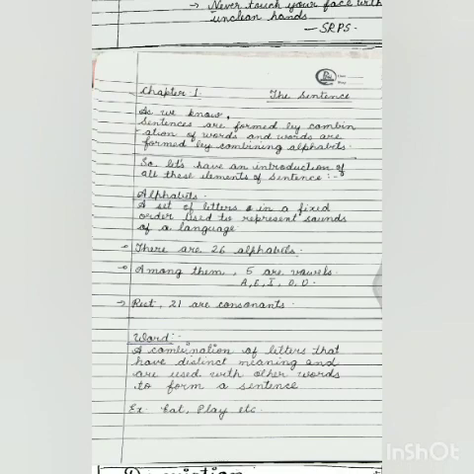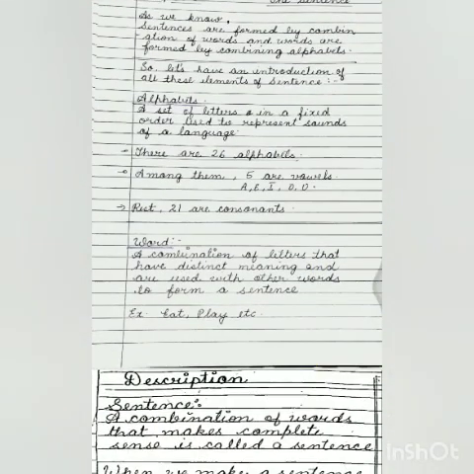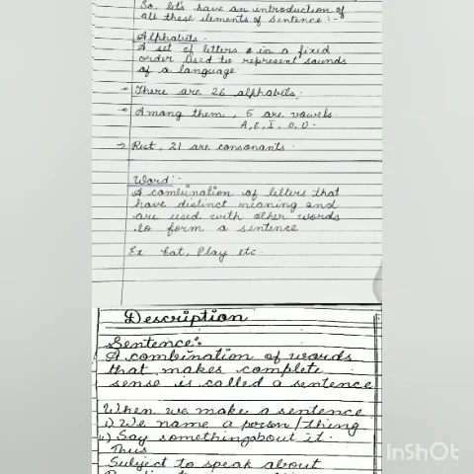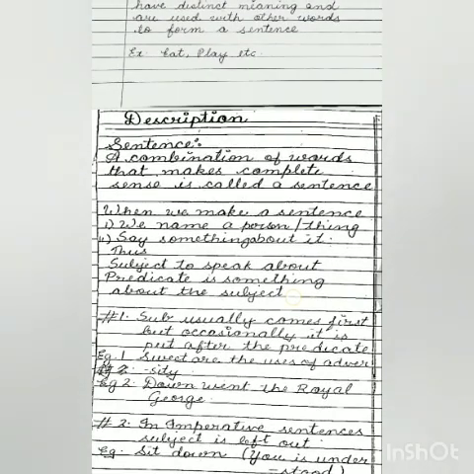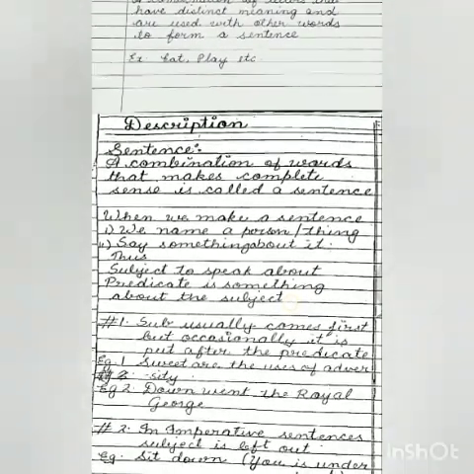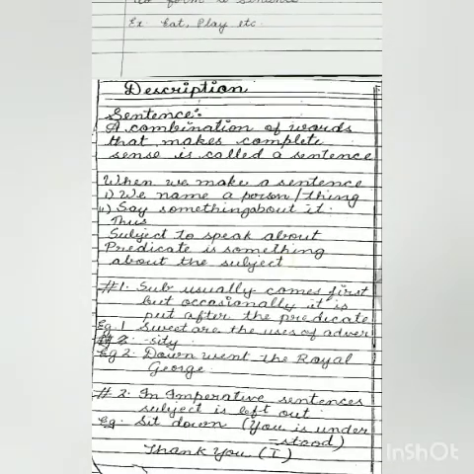Now after this we went towards word. What is word? Word is a combination of letters that have distinct or different meaning. We went towards sentence. What is sentence? Sentence is a combination of words that has complete sense. Thereafter, while making a sentence, we have seen a sentence has two parts. The first part is subject, the second part is predicate.